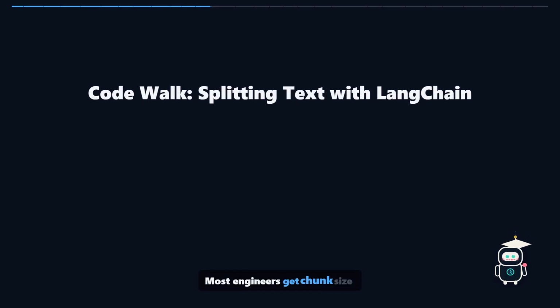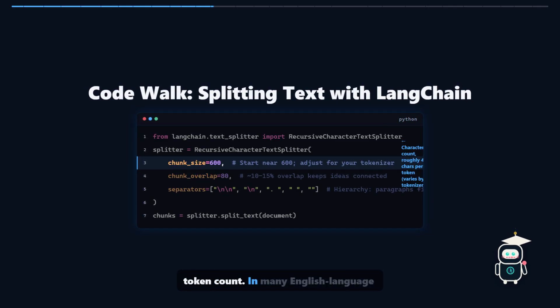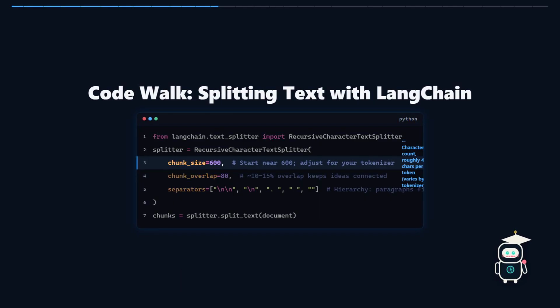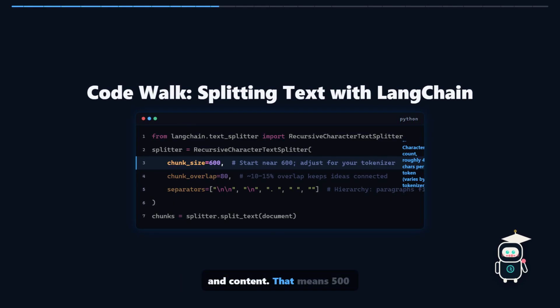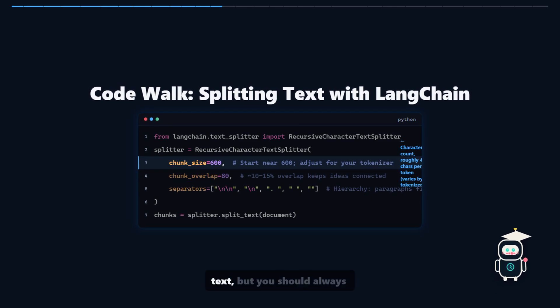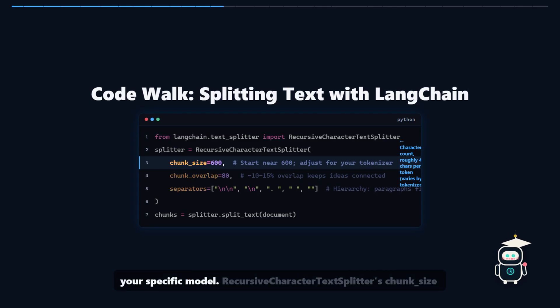Most engineers get chunk size wrong, but picking the right number isn't just about copying a token count. In many English language documents, a rough estimate is about 4 characters per token, although the exact relationship varies depending on the tokenizer, language, and content. That means 500 tokens might correspond to roughly 2,000 characters for typical English text. But you should always measure using the tokenizer for your specific model.